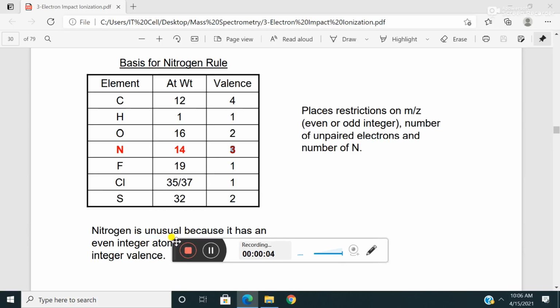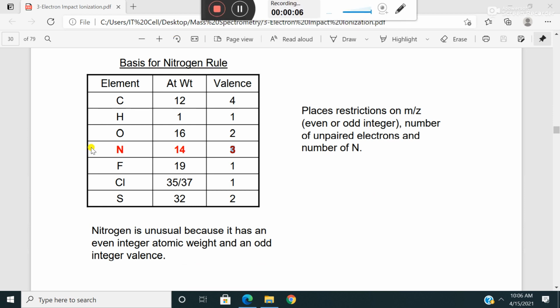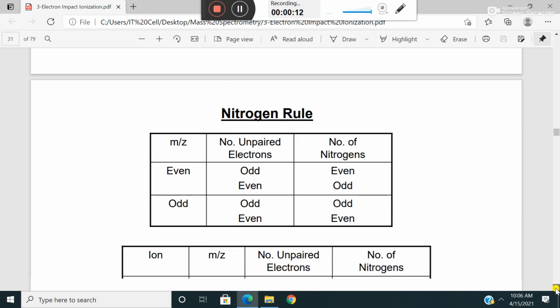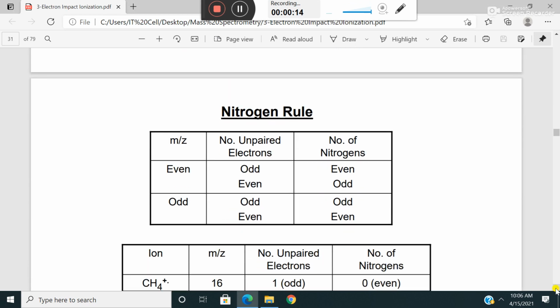Okay, so this could be a basis for the identification of nitrogen in a molecule. Let's see here. There's another rule. So you can explain this nitrogen rule here. Number of unpaired electrons. So what about the number of unpaired electrons?